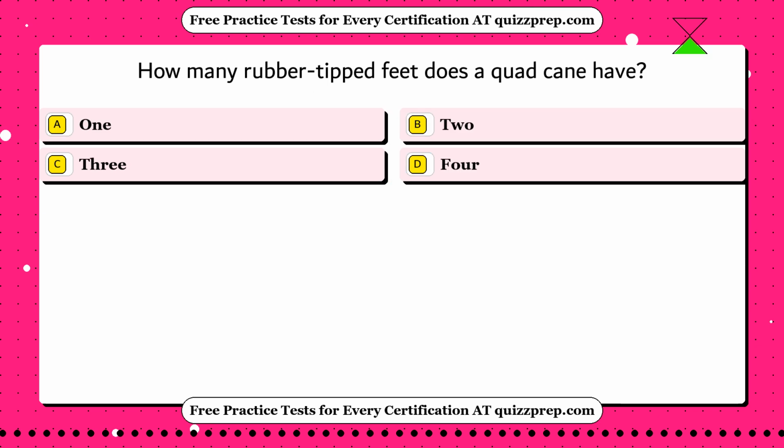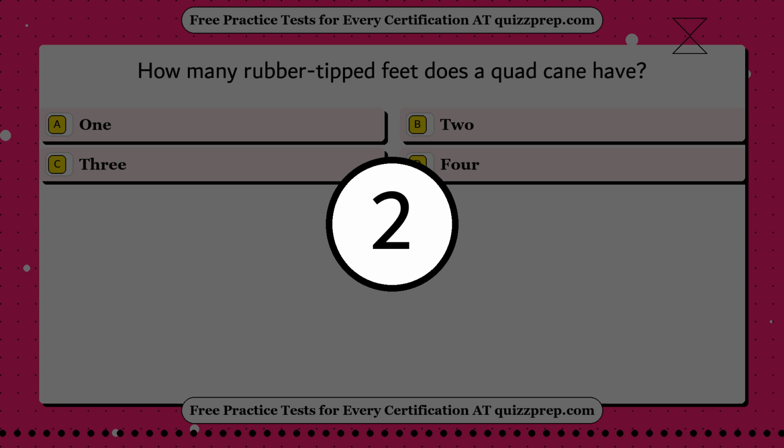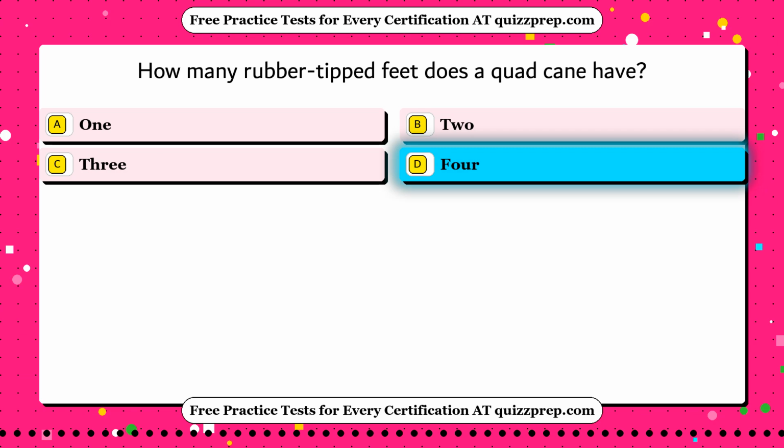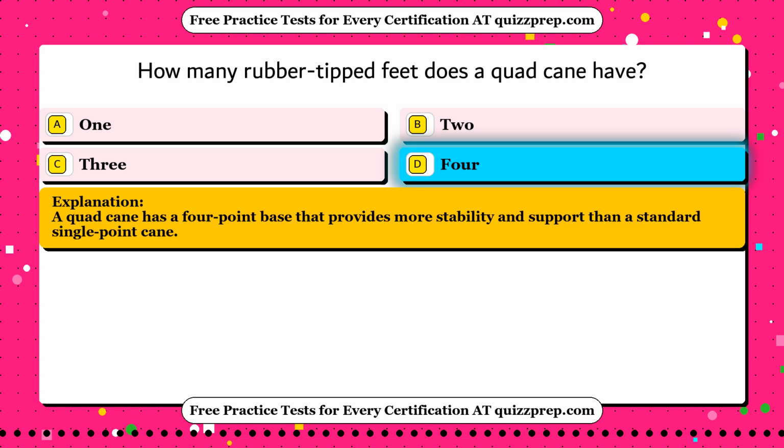Question 81. How many rubber-tipped feet does a quad cane have? Option A, 1, option B, 2, option C, 3, option D, 4. The correct answer is option D, 4. A quad cane has a 4-point base that provides more stability and support than a standard single-point cane.